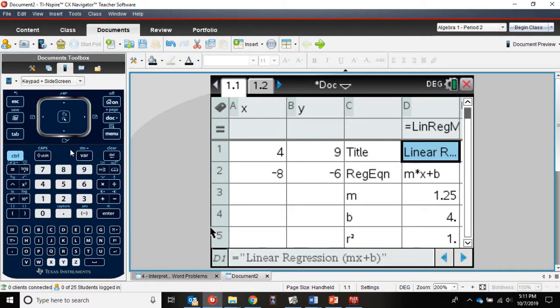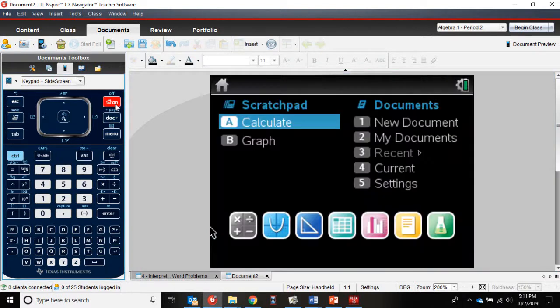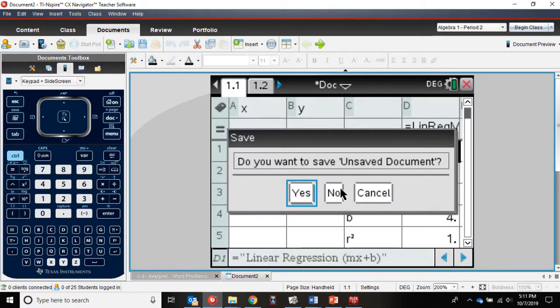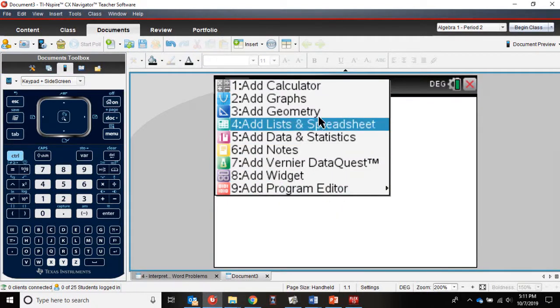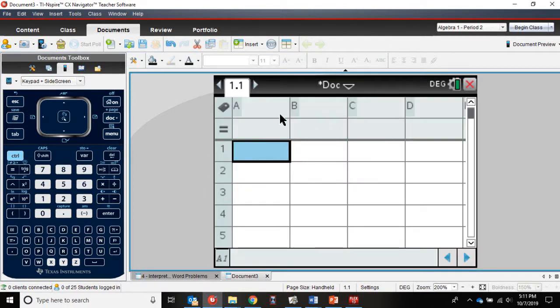So I'm going to go and do the one at the very top. So if I start all the way over on new document, I'm not going to save anything, and I pick list and spreadsheet. Remember, we're going to come up here and we're going to label these as X and Y. And then my points. So I have found 2 points on that graph.